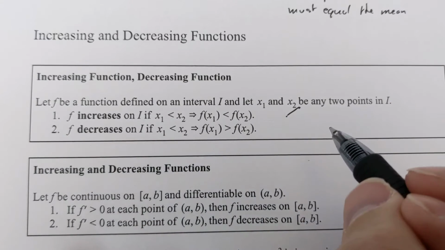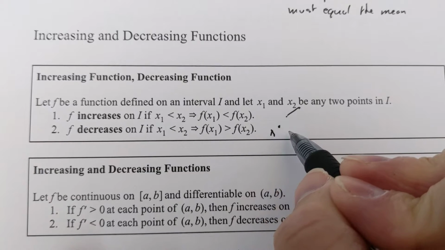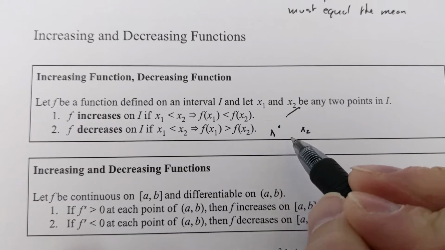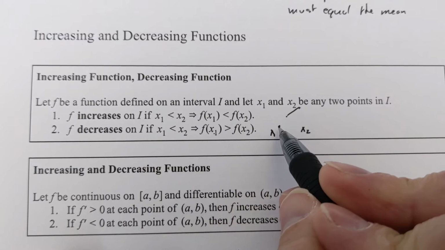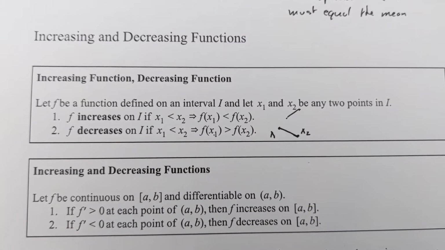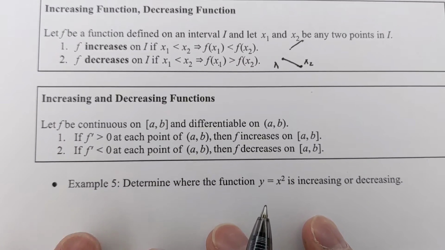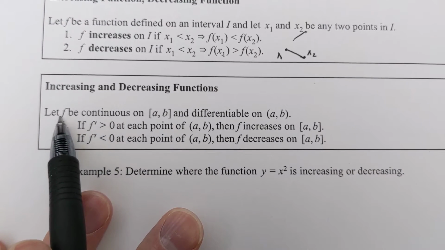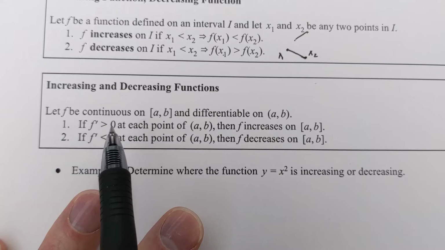Decreasing: x1 less than x2, so I start here at x1, here's x2. If the first y value is more than the second, the graph has to fall as it goes towards x2. So it's literally just the definition of increasing and decreasing. You can also define it in terms of the derivative.